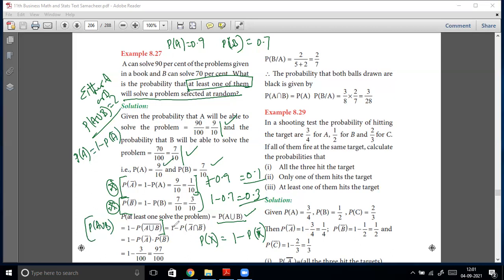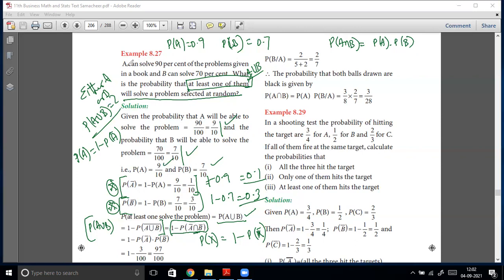Only when the union is changed into an intersection issue can you start applying the multiplication theorem. At least one of them is a union issue, A union B. But in your syllabus, you don't have any way to solve the A union B problem. You have only the multiplication theorem, which is only for A intersection B, correct? So somehow you have to change A union B into some intersection issue. Then only you can apply the multiplication theorem formula.